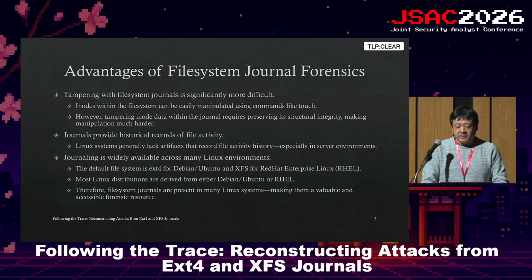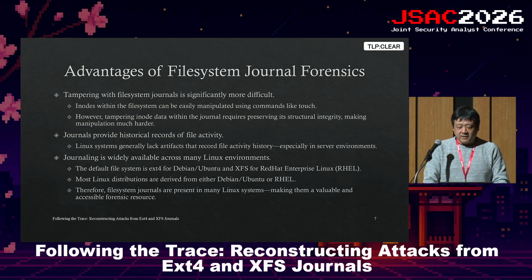File system journals as a forensic artifact offer the following advantages. Number 1. Tampering is more difficult. A-time and M-time in inodes can be easily manipulated using commands like touch. However, tampering with inode data within the journal requires preserving its structural integrity, making manipulation much harder. Number 2. Journals provide historical records, as I mentioned earlier, of file activity. Windows records timestamps for file systems and various other artifacts, but not Linux. Such records, therefore, can be quite valuable as artifacts.